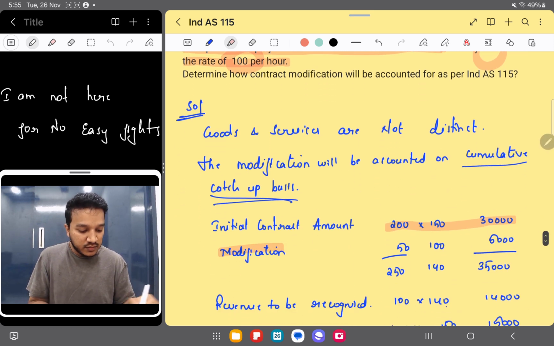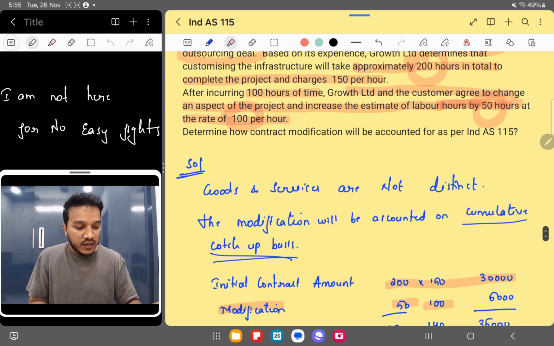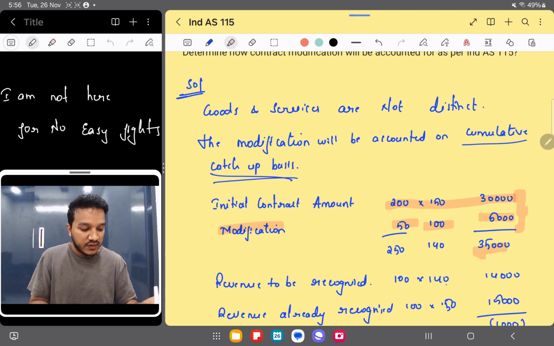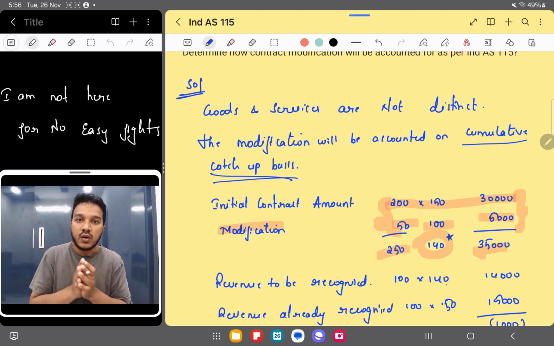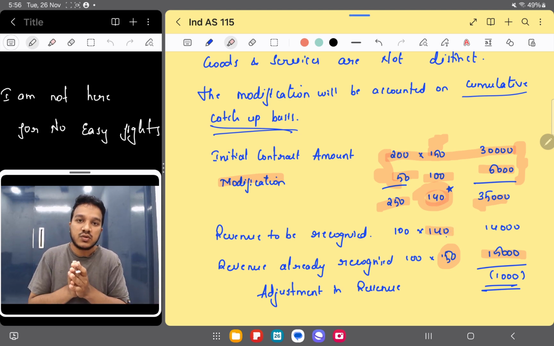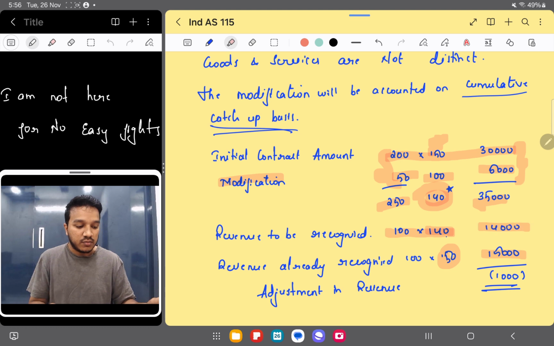See, now the modification is 50 into 100. Labor hours increased by 50 and the rate is 100. Now you add those two, and it becomes 250 hours. So 140 is the balancing figure. Now 100 hours are done, right? At what rate was it recognized as revenue? 150, because the earlier rate was 150. So they have recognized revenue of 15,000. Now revenue to be recognized is only 140 after modification. So this is called the cumulative catch-up basis. Actually the 100 hours should be recognized at 140, so it would come to 14,000, and this 1,000 should be adjusted in the revenue column.